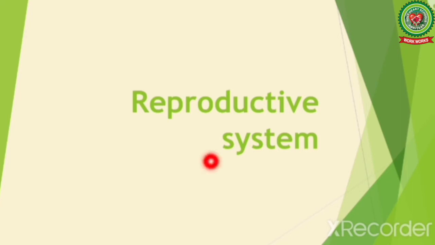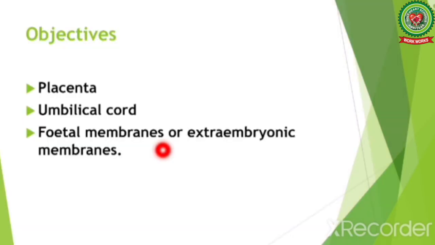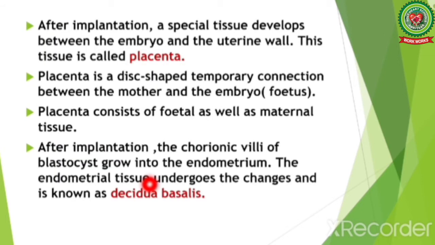This video is in continuity with the previous video of chapter Reproductive System. The objectives that we are covering in this video are placenta, umbilical cord, fetal membranes or extra-embryonic membranes. Starting with the topic placenta.